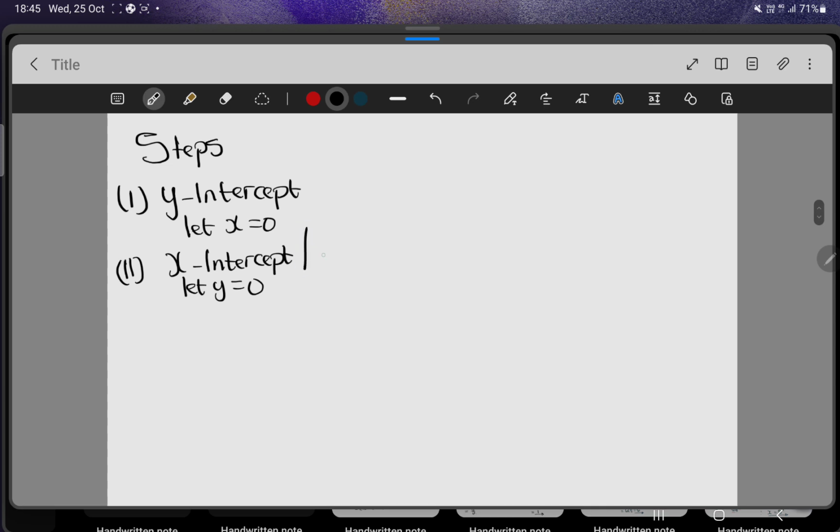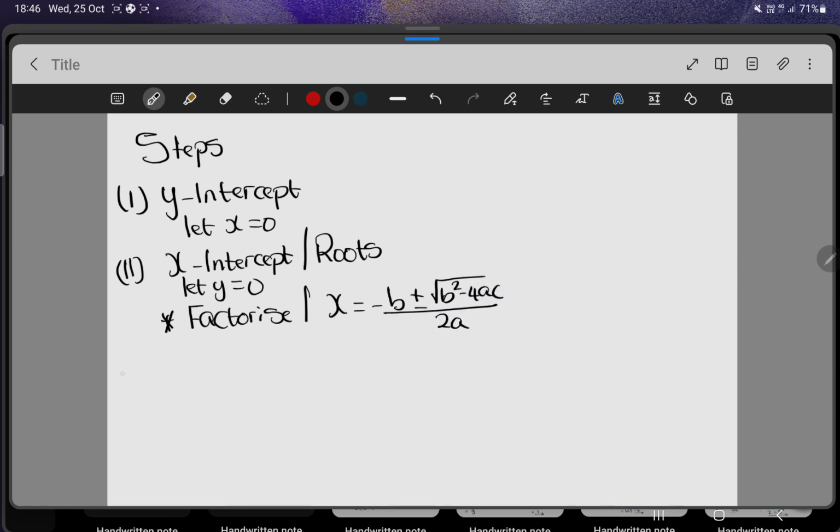Here the x-intercepts, they normally call them roots as well. Which means this is where you're going to factorize. Make sure that you factorize or use the quadratic formula: negative b plus or minus the square root of b squared minus 4ac, divided by 2a. You can do that. Number 3, which is very important, the question can say calculate the axis of symmetry.